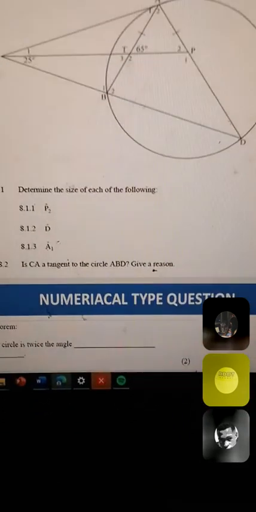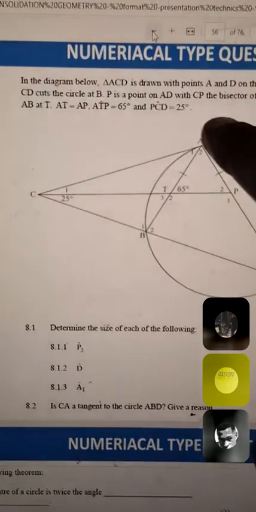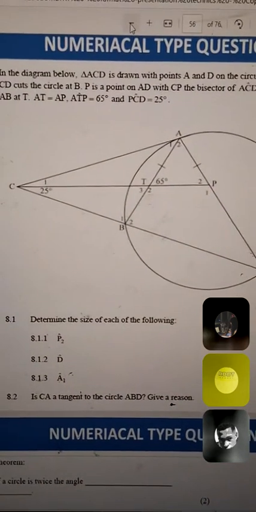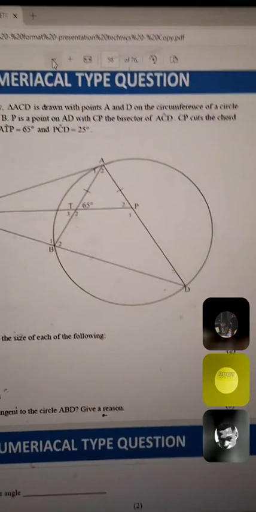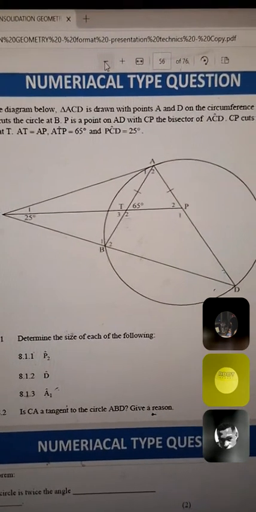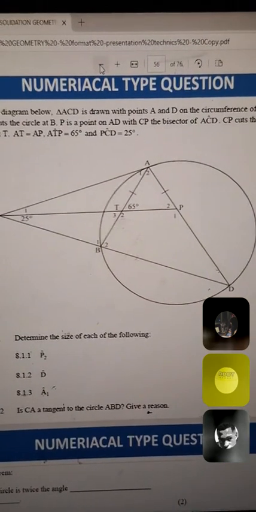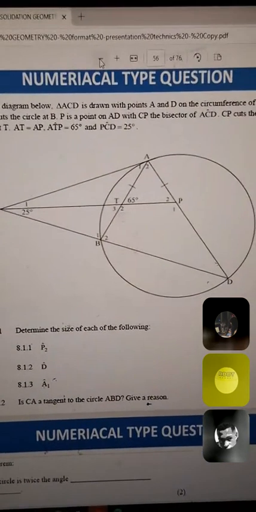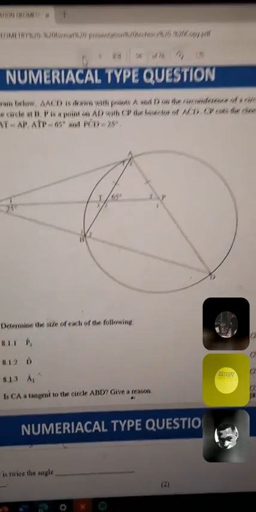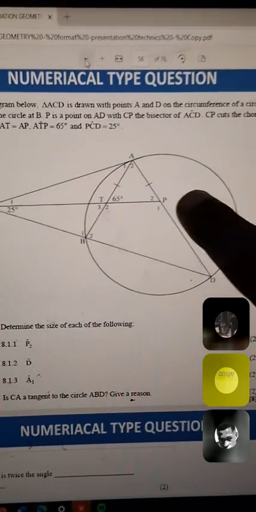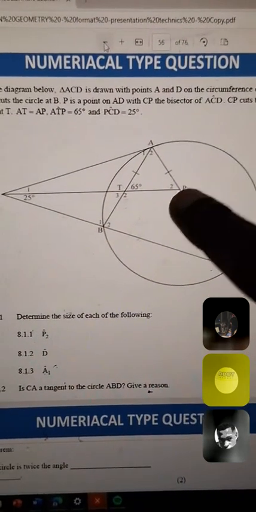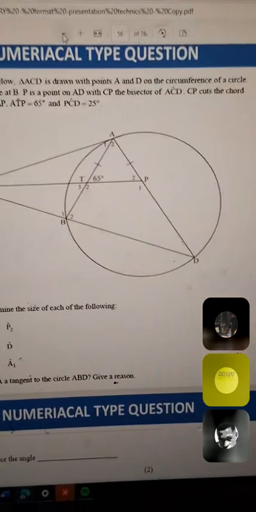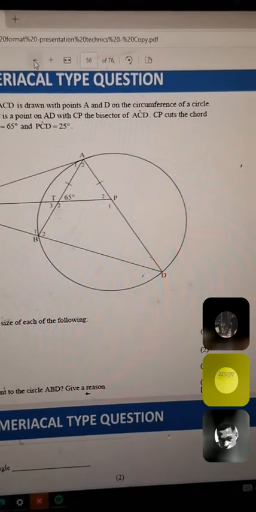I want to say this very strongly and boldly, and interrogate you guys in your minds: in the statement, there's nowhere where we are told that CA is a tangent. We can't even assume that it is. There's something very dangerous in geometry: we cannot assume something is so unless we can prove it. It's like saying you can't say P is the center of the circle unless you can prove it.